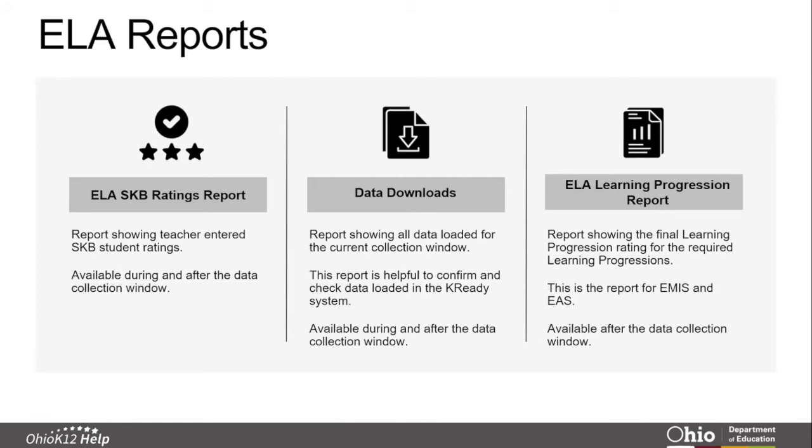The last report you see here is the ELA Learning Progression Report. This report is what you are going to pull to submit that data to EMIS or EAS. And this report is going to show the learning progression ratings for the 10 required learning progressions. These ratings are based on what was entered for the SKBs within that learning progression. So this, again, is not going to be able to be pulled until after the data cleanup window and, of course, after the assessment closes.